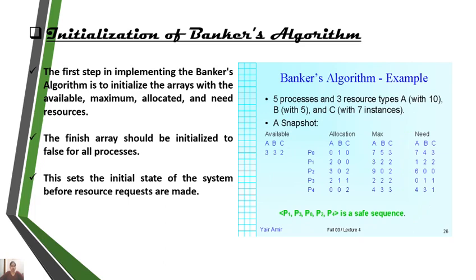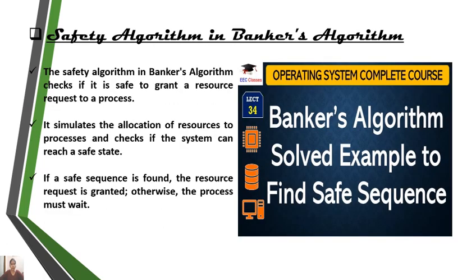Initialization of Banker's algorithm. The first step in implementing the Banker's algorithm is to initialize the arrays with the available, maximum, allocated and need resources. The finished array should be initialized to false for all processes. This sets the initial state of the system before resource requests are made.